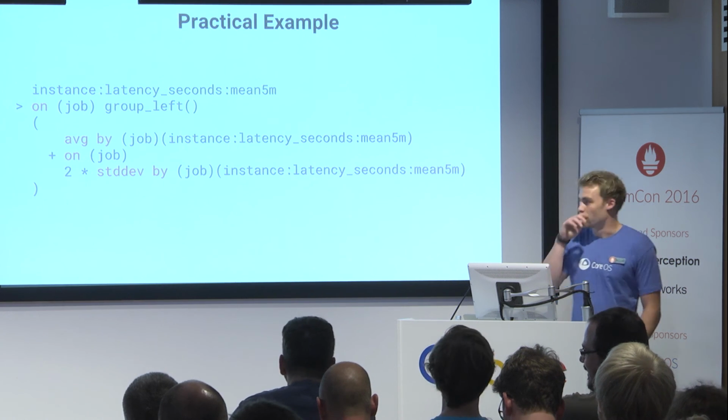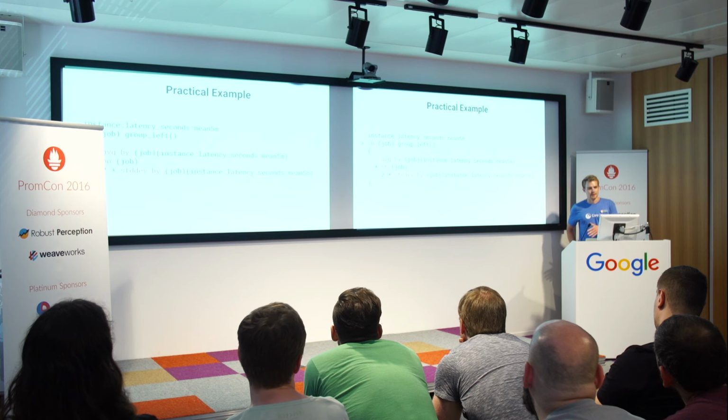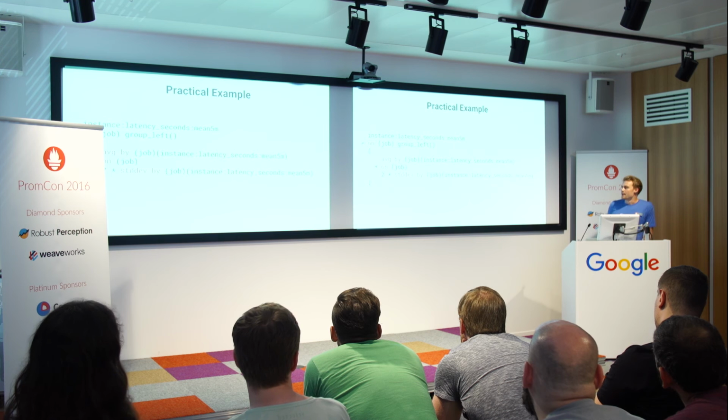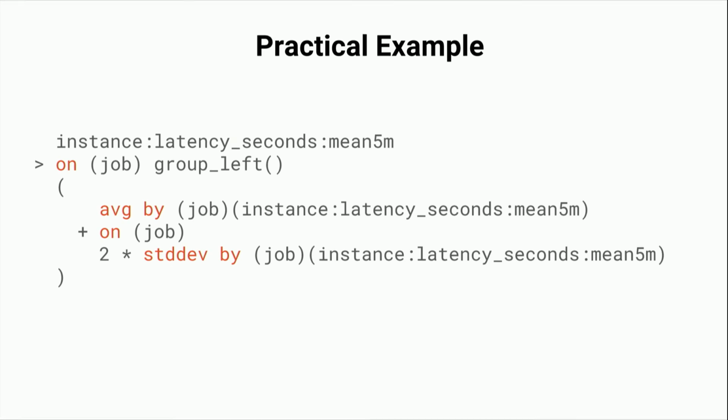So this is taken from a blog post, I think Brian did this one. And this just kind of shows why automated alerting, correlation, etc. doesn't really work. Here we have a metric, instance latency seconds mean 5 minutes, which gives us the mean latency over the last 5 minutes for each instance of our service. So we want to get an alert if a certain instance is out of the range of 2 standard deviations of the instance average across all instances.